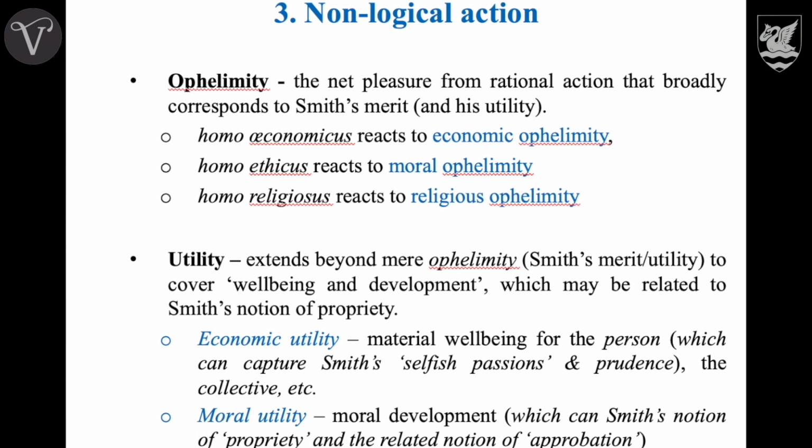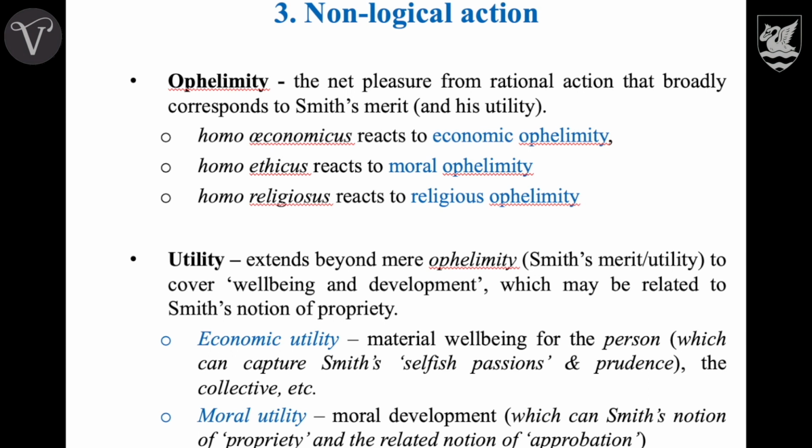Pareto then talks about economic utility and moral utility. So material well-being for the person, that captures the selfish passions and prudence of Smith, and talks about moral utility. This is like moral well-being and moral development as opposed to pleasure from behaving morally. It's about the development of a moral character. And that would relate to propriety and the approbation that one receives for behaving in a way that has propriety associated with it. So all of Smith's Theory of Moral Sentiments actually fits nicer into particularly Pareto's Cours d'Economie Politique. I mean, it can be.